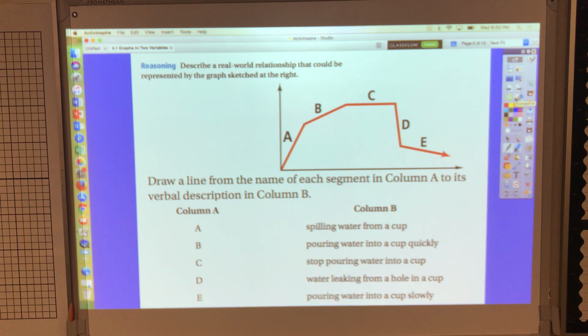The third one: describe a real-world relationship that could be represented by the graph sketched at the right. So if we look at this graph, it's starting at nothing. It's going up pretty quickly. It's still going up here. At C, it's staying the same. D, it's going down quick. And E, it's going down little by little. So if I think about real life, and you could come up with a lot of different relationships for this, but I'm going to talk about the amount of water in a cup.